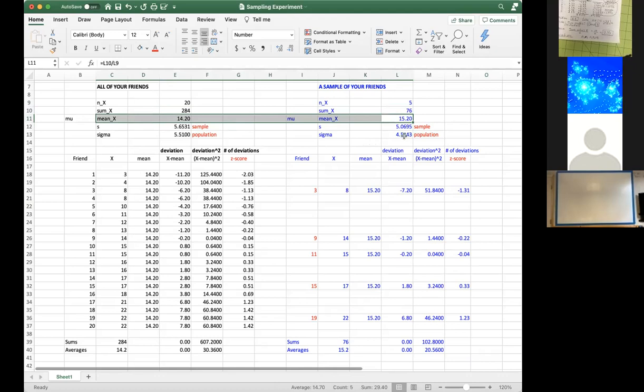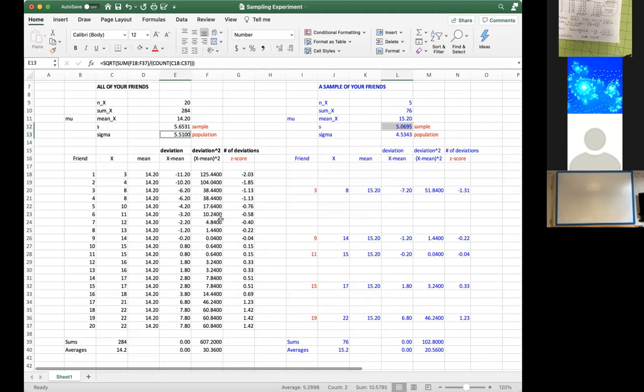Let's look at the standard deviation. Let's look at the sample standard deviation. For this sample, the standard deviation was $5.10. What was the population standard deviation? $5.50. Do you see that the spread of your sample is about the same as the spread of all your friends? Now, this is really interesting. So what does that mean? I didn't have to ask my 20 friends. I could have just sampled them.